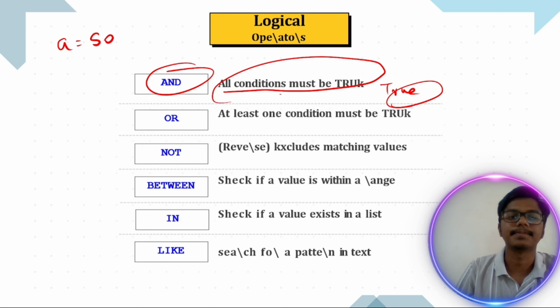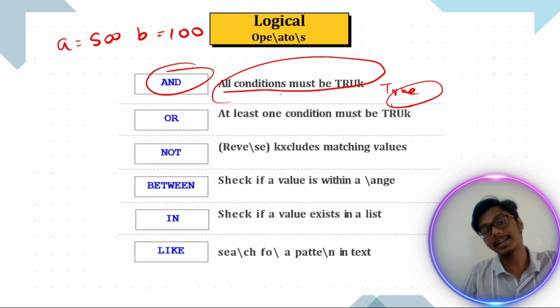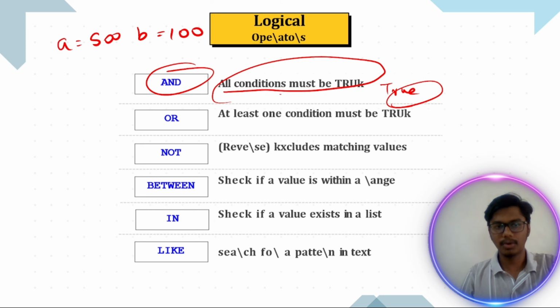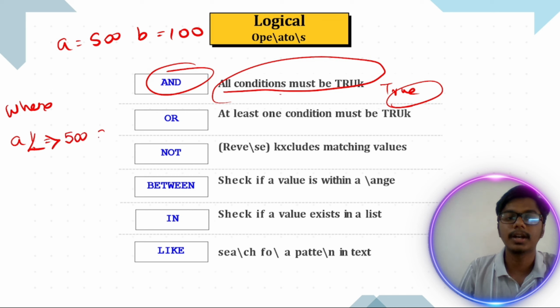A equal to 500 and B equal to 1000. Let me write the condition. This is pseudocode, don't believe this. This is the SQL query I'm writing in my Microsoft SQL Server. Don't worry about that. Let me write it: where A not equal to 500 and B not equal to 1000. Likewise, I'm writing where A not equal to 500 and B not equal to 1000.